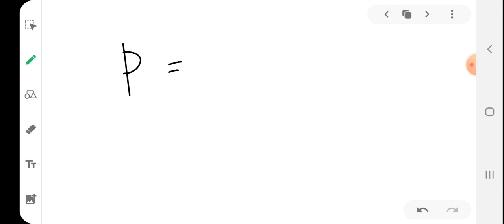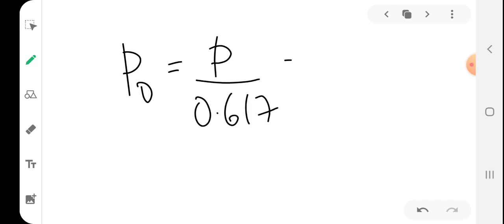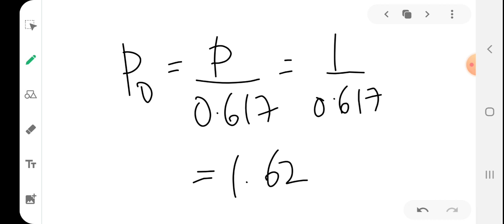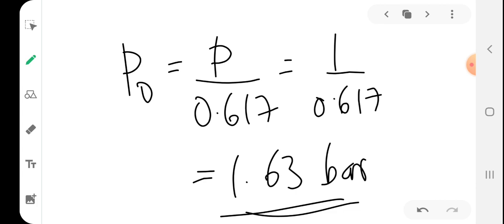Okay, so what will be the value of P? P0 equal to P by 0.617, and P is 1 bar. So 1 bar by 0.617 is around 1.63 bar. So this is how you find the value of P0 and T0 using gas tables. Directly you will get the ratios T by T0 and P by P0 corresponding to the Mach number of the particular section and gamma of the flowing fluid. Okay, this is how we solve this problem. We will move to the next problem.